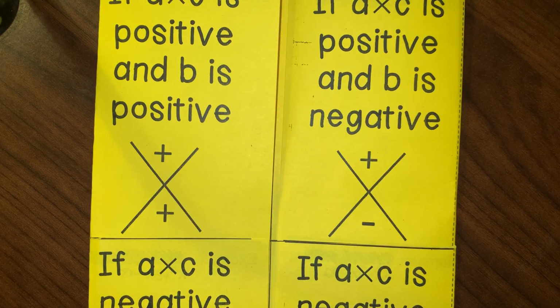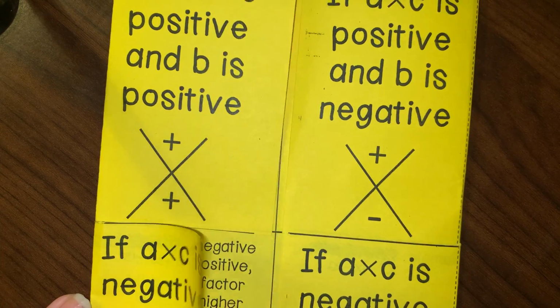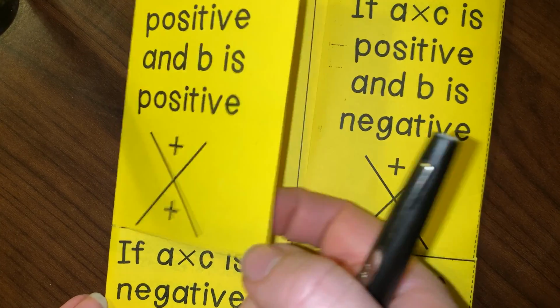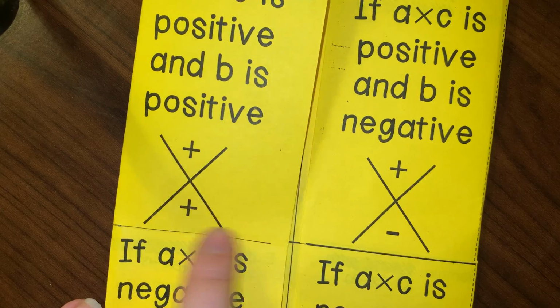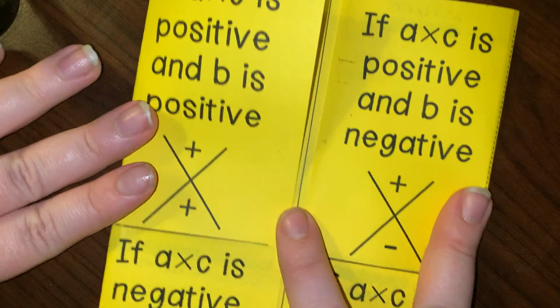So to set up this foldable, all you want to do is take it and fold the edges into this center line, and then cut the middle lines so you create 4 tabs like this.